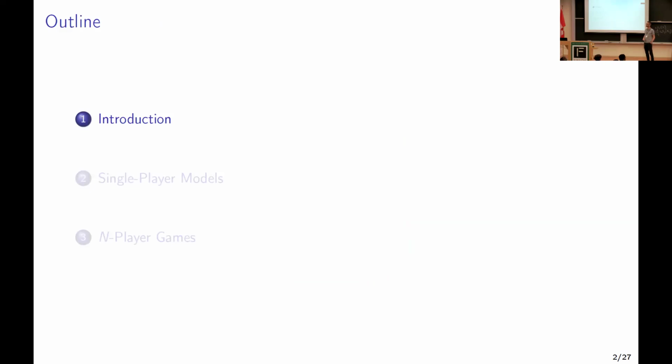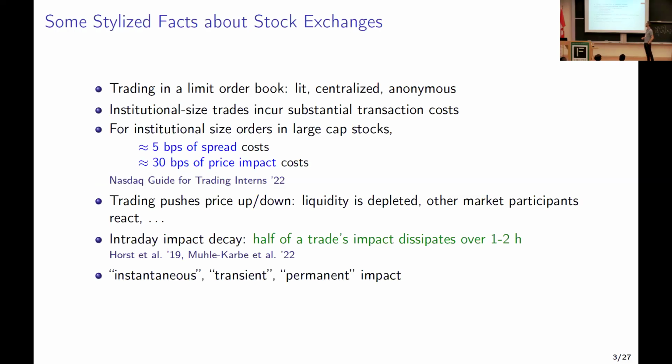Okay, the introduction. There are three parts here. Only the last one is about the paper. The middle one is the introduction, background for the paper, and the first one is general background, vaguely related to the paper, more for your general education, if you're not familiar with transaction cost kind of stuff.